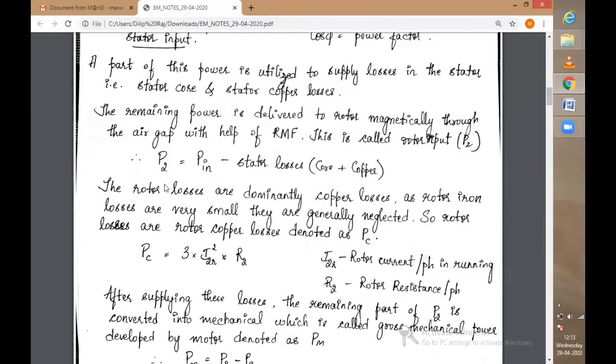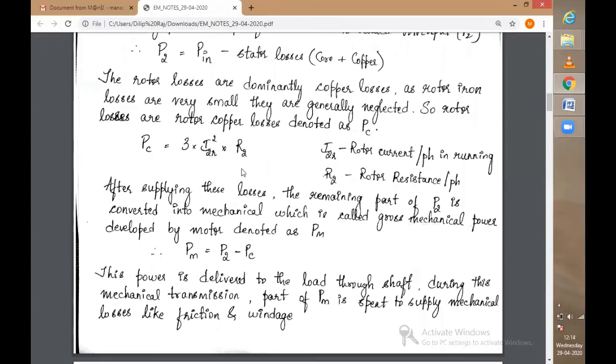In the rotor, we have two losses. One is core loss, the other one is copper loss. But compared to the core loss, copper losses are very dominant. So in the rotor, only the copper losses are accounted, as the rotor iron losses are very small. That rotor copper loss is represented by Pc, and is given by the formula 3 I2R squared R2, R2 being the rotor resistance per phase, and I2R being the rotor current per phase in running condition. If we take only these two parameters, what we get will be the per phase rotor copper loss. The total rotor copper loss is obtained by multiplying this value by 3.